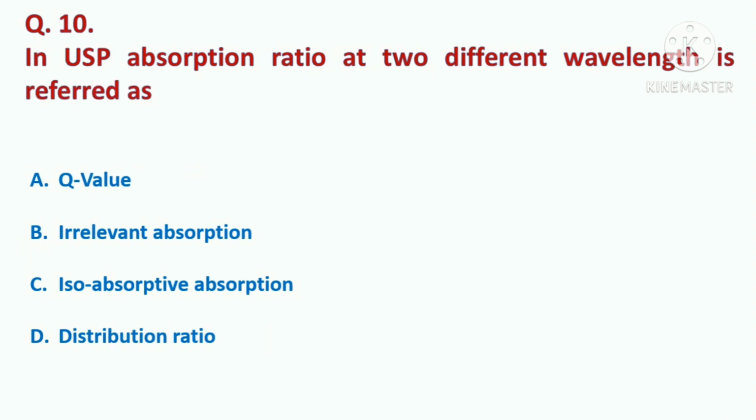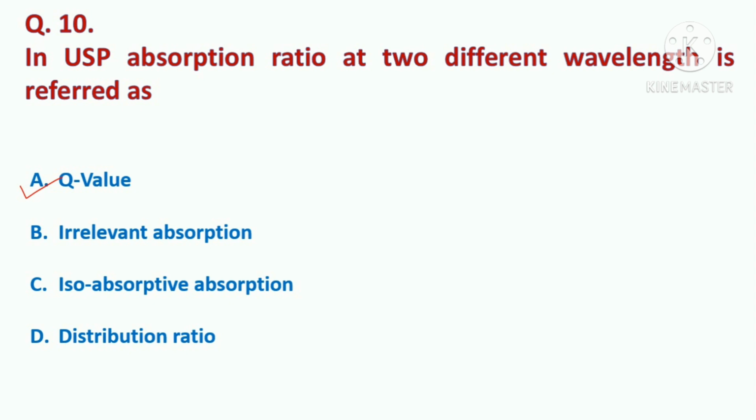In USP, that is United States Pharmacopoeia, absorption ratio at two different wavelengths is referred to as: Option A, Q value; B, irrelevant absorption; C, isoabsorptive absorption; and distribution ratio. So what is the correct answer? I already told you in the previous, it is a Q value. So the ratio is referred to as a Q value, the ratio which is recorded at two different wavelengths.